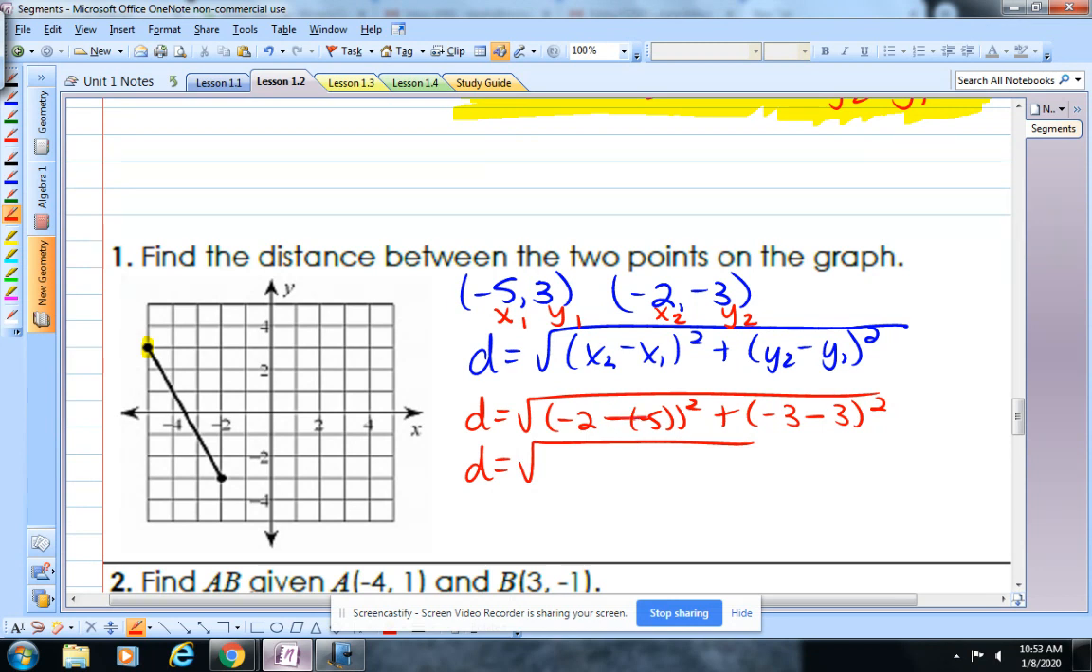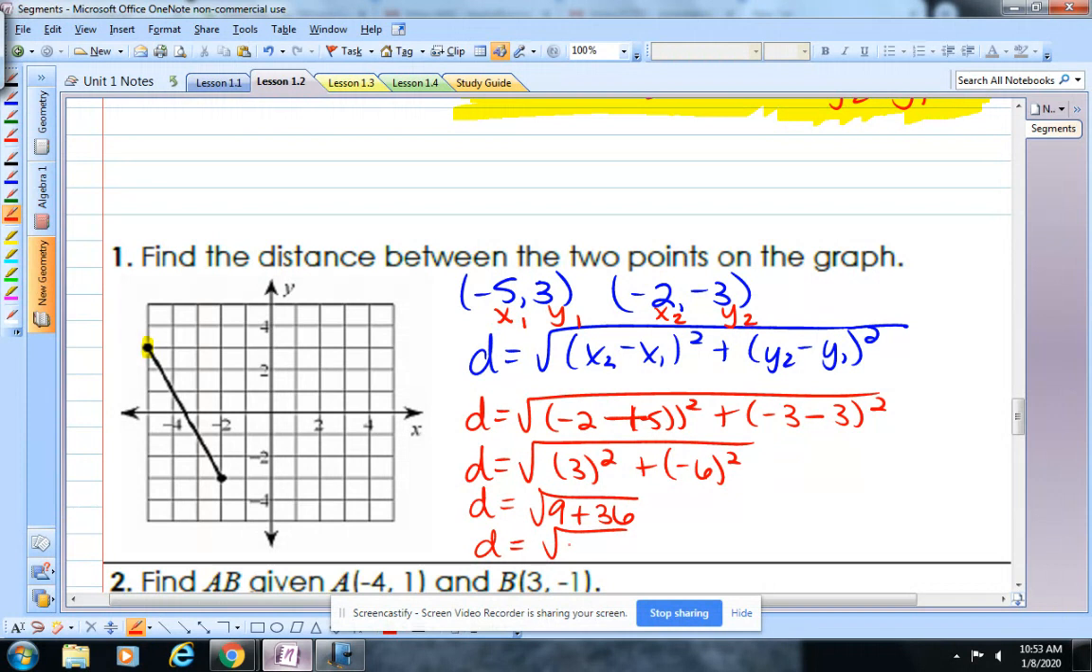A minus and negative is a plus, right? So -2 plus 5 is +3. So 3 squared plus, what's -3 minus 3? Try again. -6 squared. And if I square anything, it's going to be positive, right? What's 3 squared? 9 plus negative 6 squared is 36. And then what's 9 plus 36?